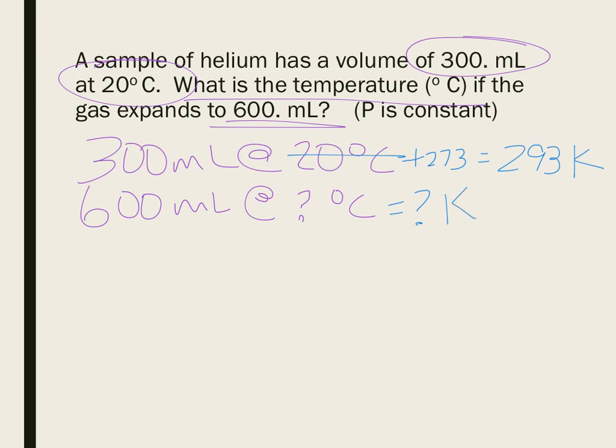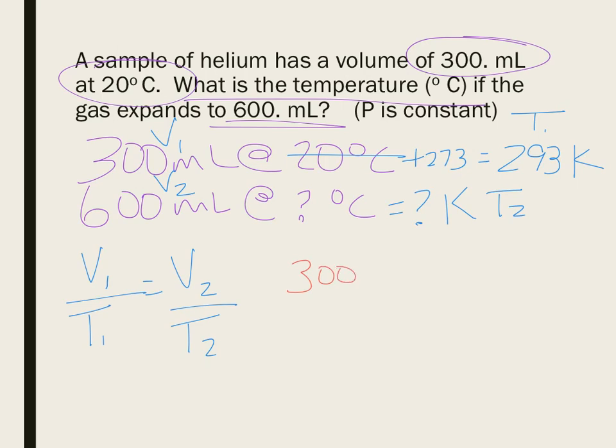Okay, so here's how it works. V1 over T1 equals V2 over T2. Here's my volume 1. It's my first volume. Here's my temperature 1. Here's my volume 2. And here's my temperature 2. Plugging it in, I end up with 300 milliliters over 293 K equals 600 milliliters over question mark K. Has to be Kelvin, cannot be Celsius, must be Kelvin.